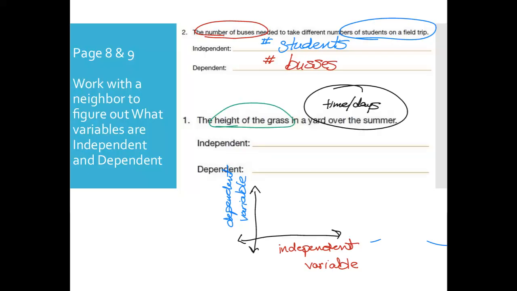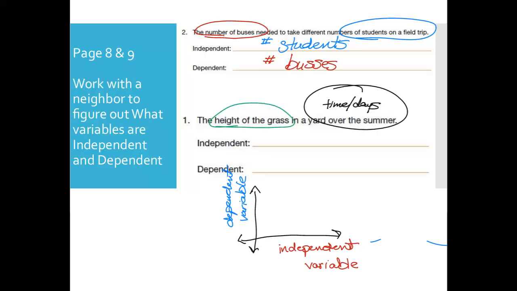Yeah, because if you have 30 students and your bus only holds 27, then you're going to need another bus, okay? But in some places, maybe you don't have enough buses, so you can only take that many students. But most of the time, yes, the number of students determines the buses.